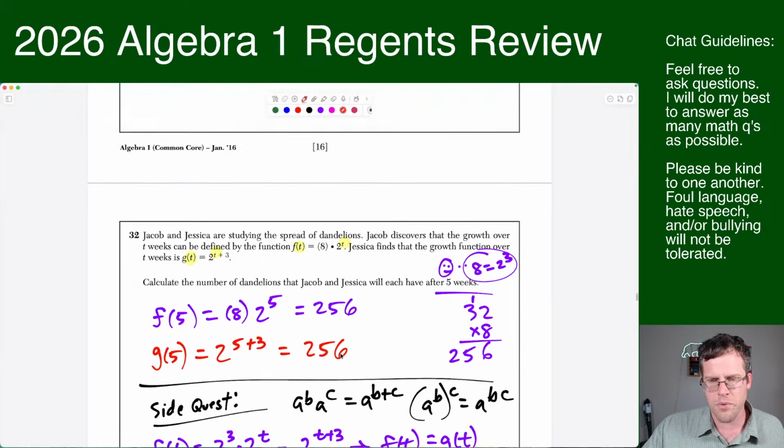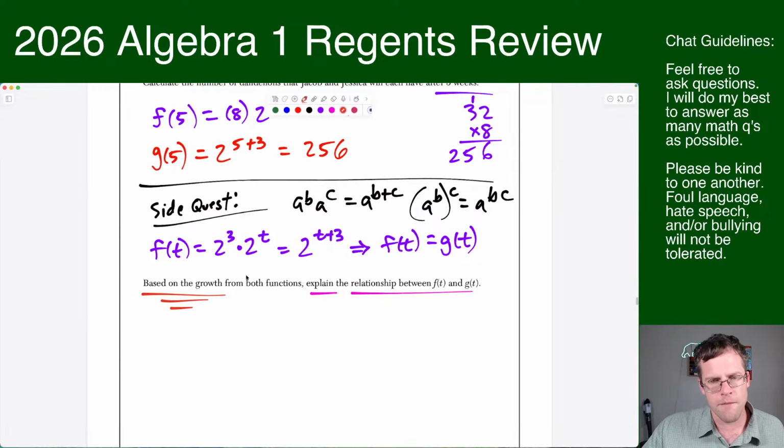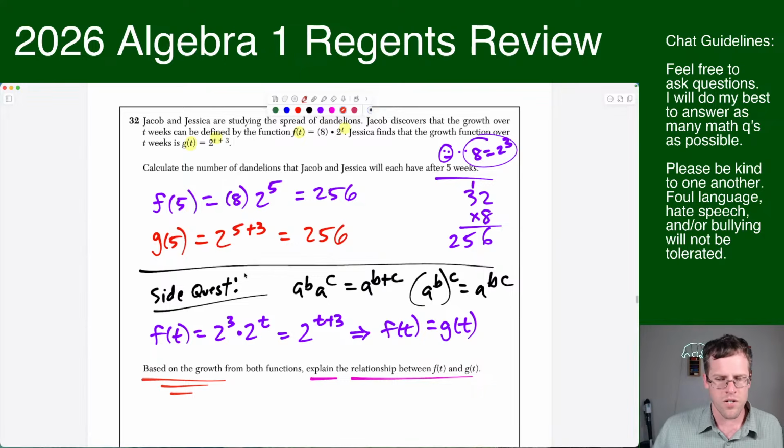Because they're saying explain it based on the growth rate, if I just say, hey, algebra shows they're equal, that's not basing it on the growth rate. You have to answer the question they're asking, not the one you want to answer. You have to answer what's in front of you. So just remember that.